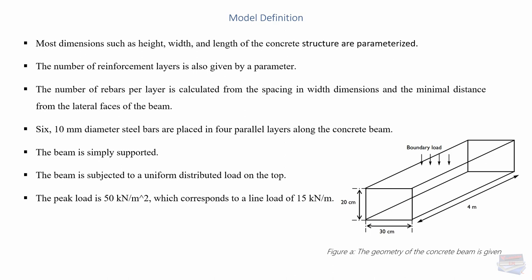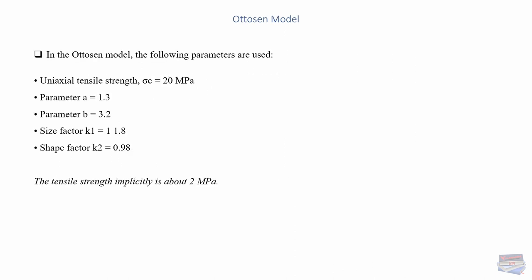Our model consists of a 4 meters long beam, and the width is 30 centimeters, and we have a height of 20 centimeters. The peak load is 50 kilonewtons per meter square, and this corresponds to a line load of 15 kilonewtons per meter. The beam is simply supported, and it consists of 6 steel bars, 10 millimeters in diameter. Here is our Ottosen model and its parameters.